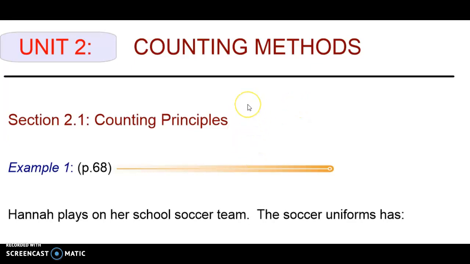Welcome everybody to Unit 2, Counting Methods. We're going to start with an example.